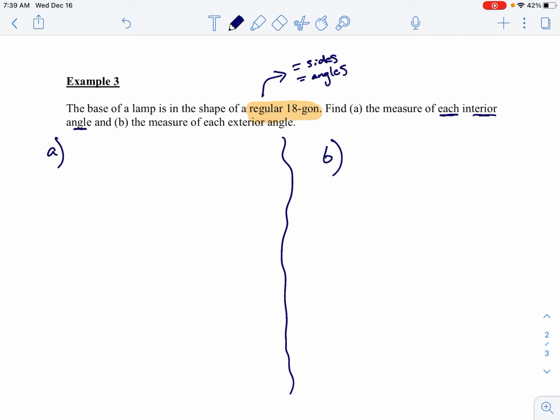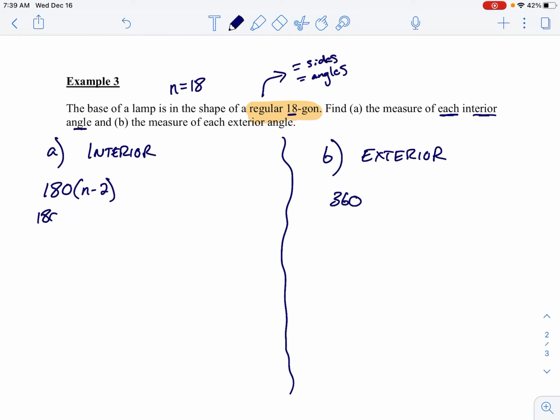So let's start with interior. Interior, I'm going to be using 180 times n minus 2. And over here, just to get me set up, exterior, that is all about 360. So exterior 360 degrees, interior we're going to have to do this little expression 180 times n minus 2. And we know that n will equal 18 because it's an 18-gon, 18 sides.